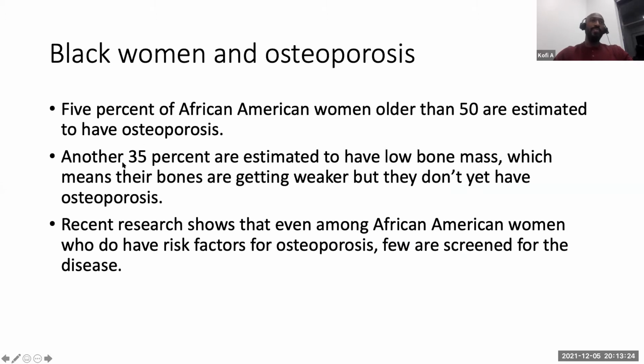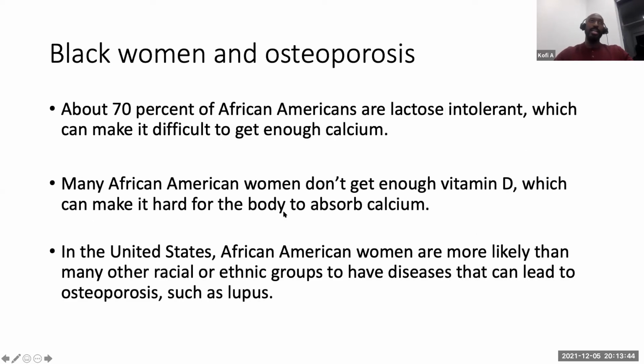Another 35%, so 1 out of every 3, are estimated to have osteopenia, meaning their bones are getting weaker, but they don't yet have the holes in the bone. And to summarize, even though we have risk factors, meaning things that point towards osteoporosis, few of us are screened. So we really need to be taking it to our doctors saying, hey, why do we need to do this?